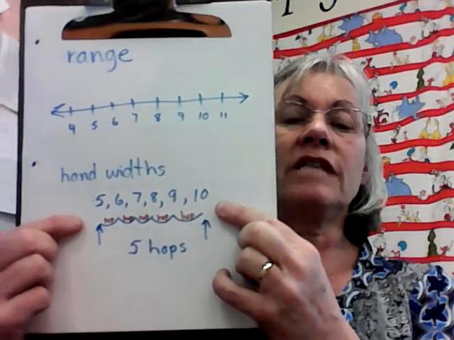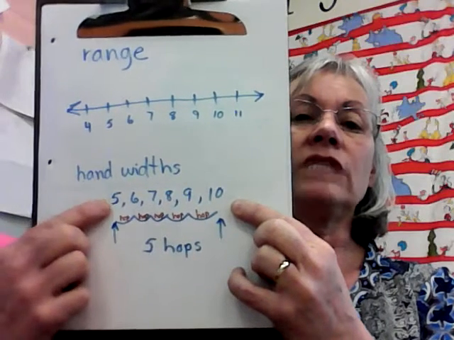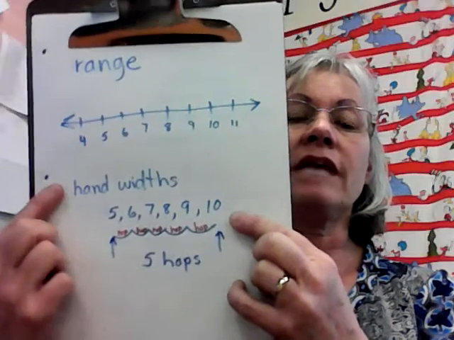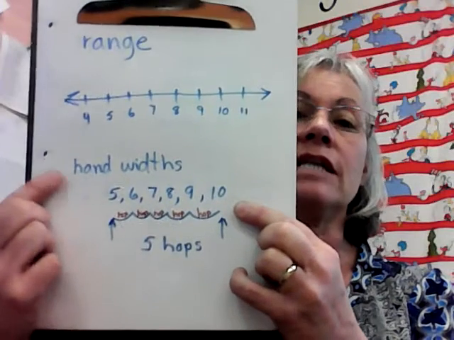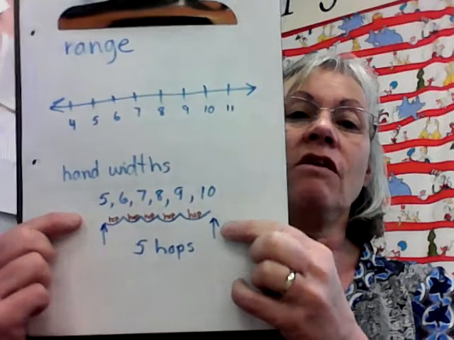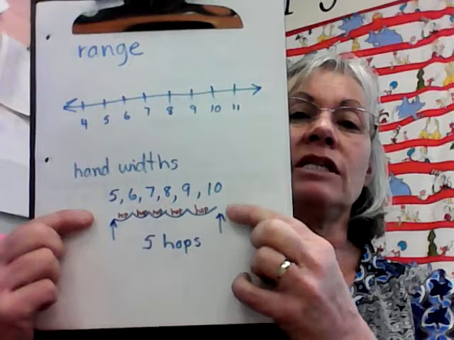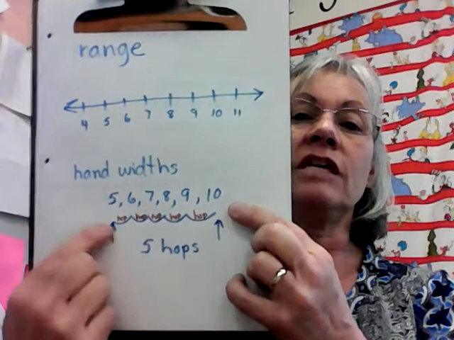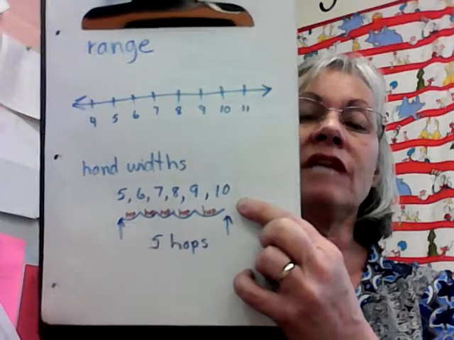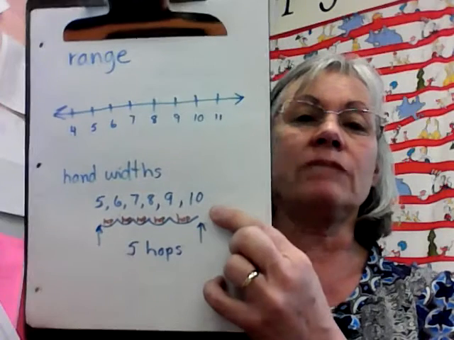The range of our data is from 5 to 10 when we measured how wide the hands were of fourth graders in the class. So the range of our data is from 5 all the way to 10. 5 was the smallest. 10 is the largest. And if we count the hops on the number line, we can see that those numbers are 5 spaces apart from each other.